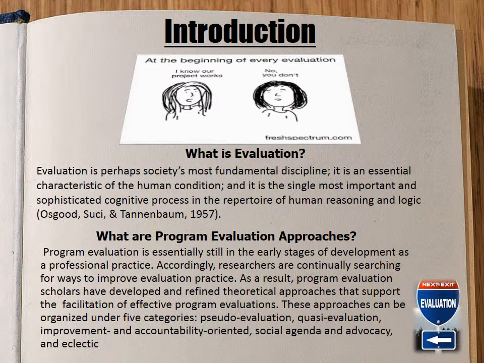As program evaluation has developed, scholars have organized the various approaches into 5 categories: pseudo-evaluation, quasi-evaluation, improvement and accountability-oriented, social agenda and advocacy, and eclectic. For the purposes of this presentation, I will discuss the improvement and accountability-oriented and social agenda and advocacy groups.